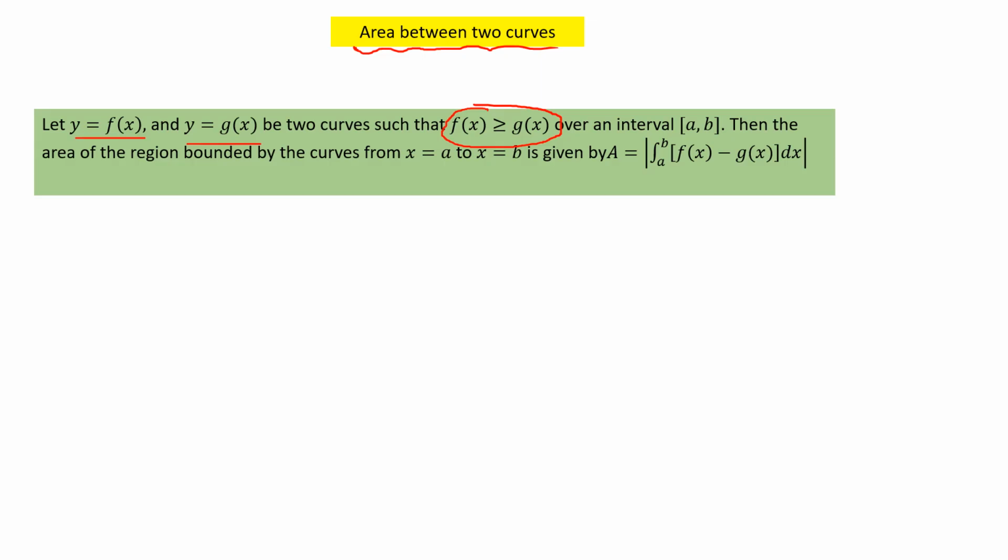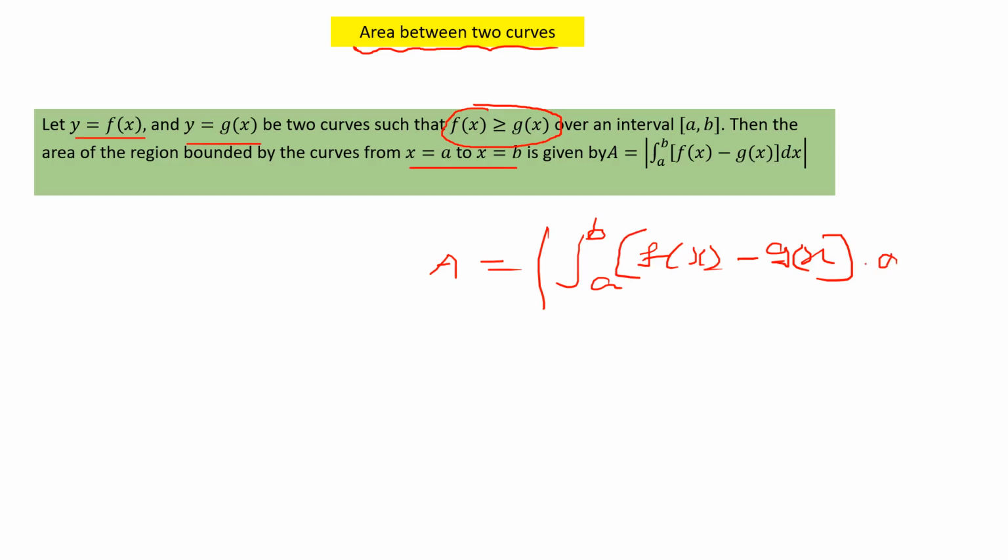Then the area of the region bounded by the curves from x equal to a to x equal to b is given by capital A is equal to the absolute value of integral a to b f of x minus g of x, with the condition f of x greater than or equal to g of x, into dx.